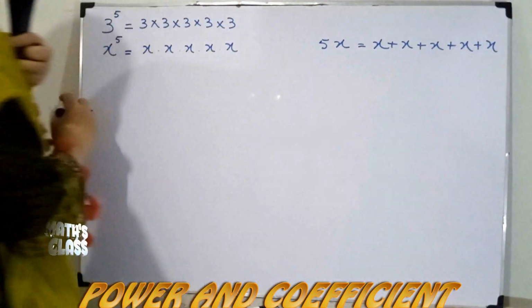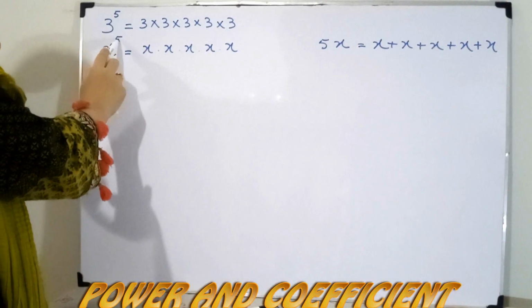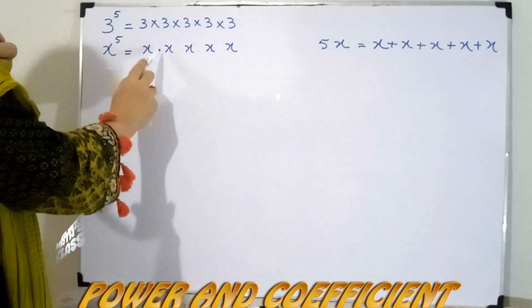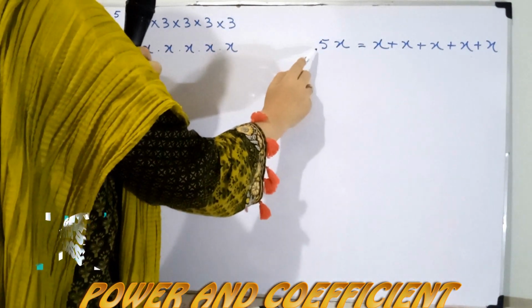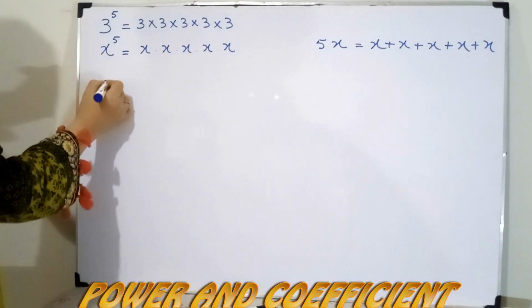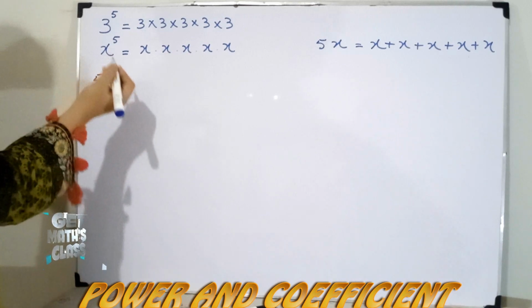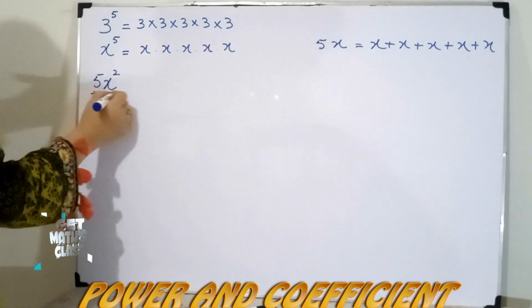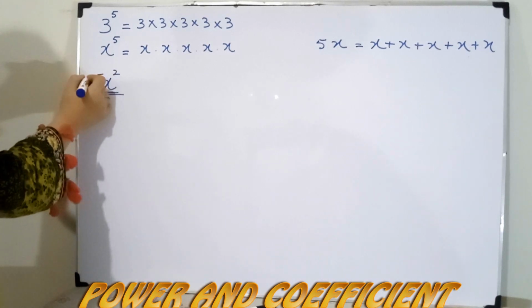Now here you can see the difference. If a variable is only with power, it is multiplying itself. If a variable is only with coefficient, it is adding itself. I have another example, the variable with both power and coefficient. What does it mean? I will explain this number with respect to power as well as with respect to coefficient.